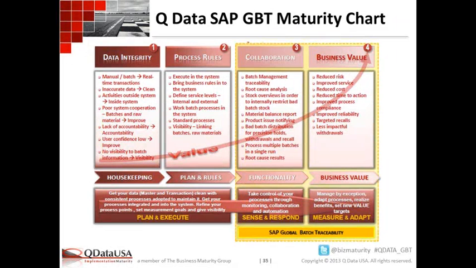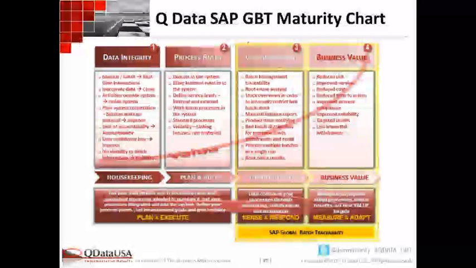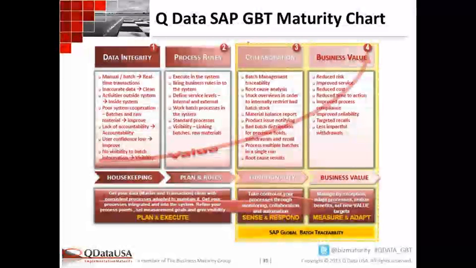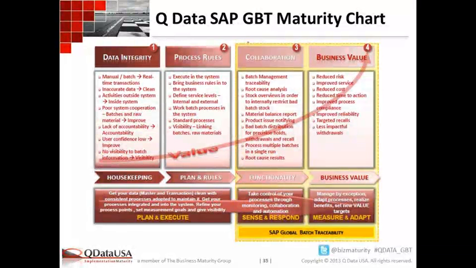So you need to be in a quadrant 3 before you can successfully implement a global batch traceability type solution. We need a good system in place. So this is partly what we're talking about over here.